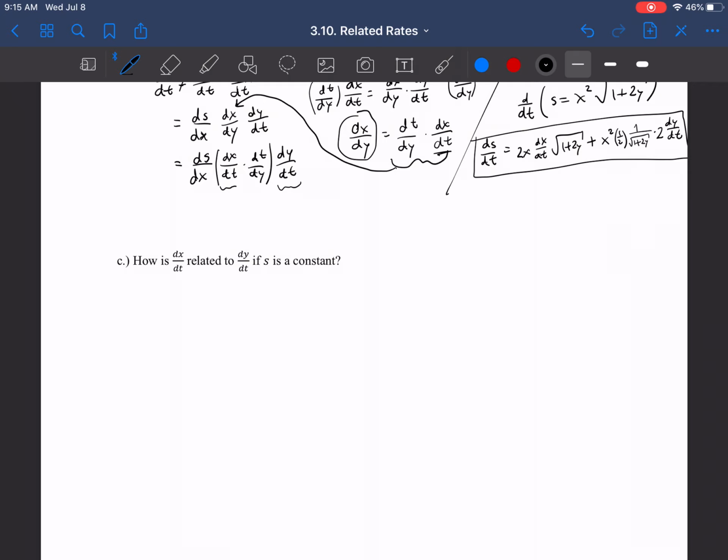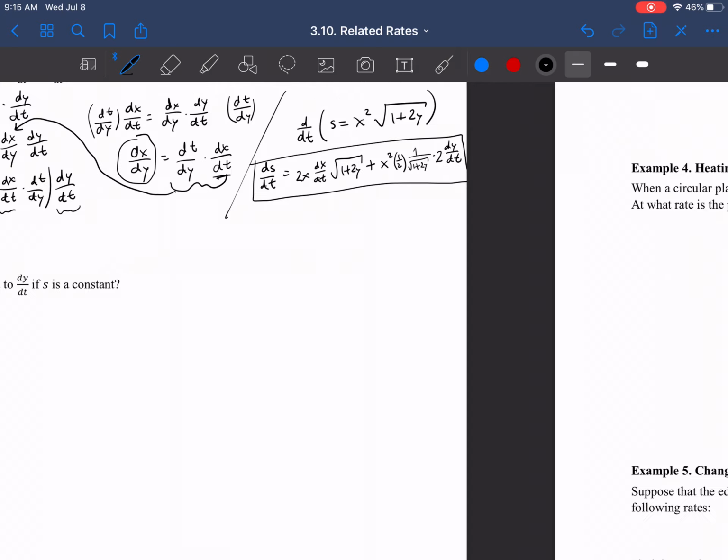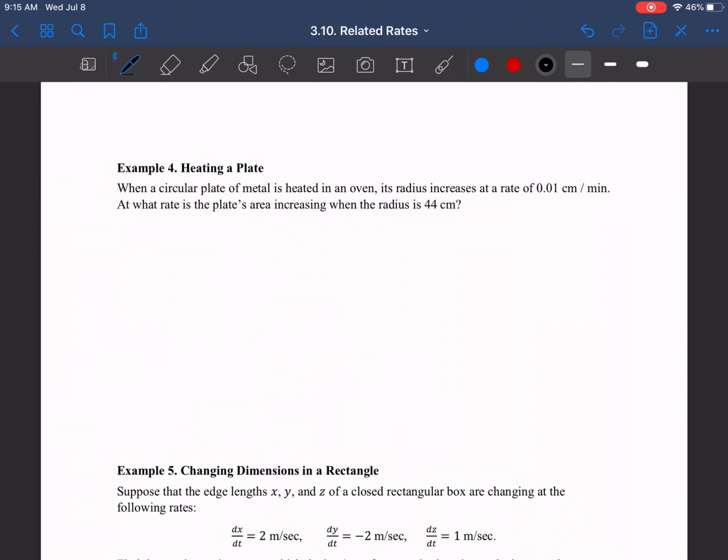Okay, same thing for the next one. Let's take a look at this one: heating up a plate. I want you to come back and try that one on your own and see how you do. And then changing the dimension of a rectangle. You know what? Actually, I'm going to do the heating plate one here, and you try the changing dimensions of a rectangle one, and then come look and see what I did.